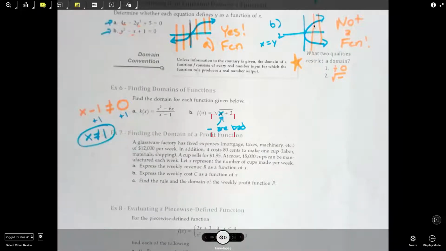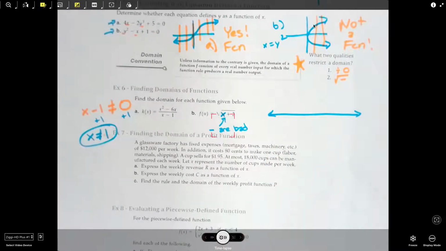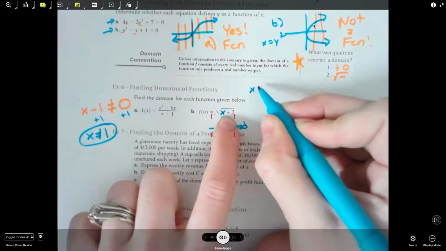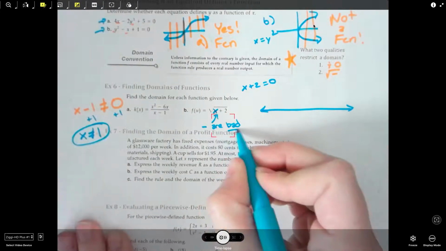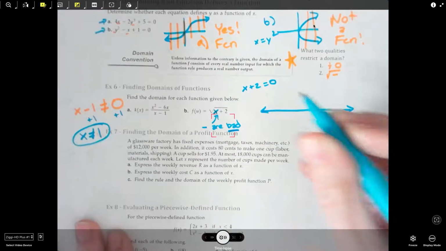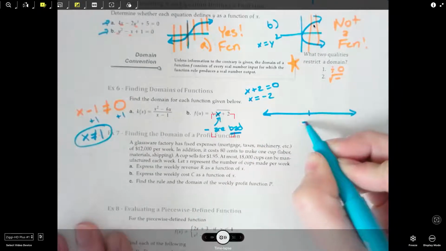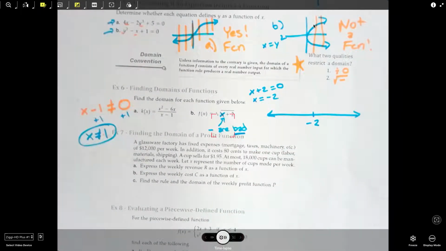And at what place on the number line does it change from a negative number to a positive number? 0, right? So basically, I'm setting the stuff inside of here equal to 0 because I want to know where it changes from bad to good. If I set x plus 2 equal to 0, x is equal to negative 2, right? Because at negative 2 is where it changes from a negative number to a positive number.